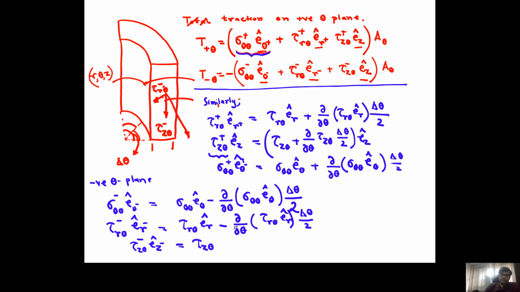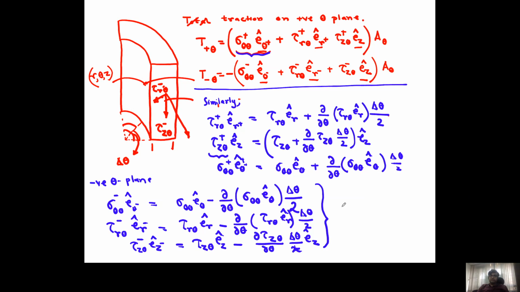Okay, this I'm putting inside. So that makes it Ez cap minus del tau z theta del theta delta theta by 2, then again Ez hat, right? And these are the other three components.